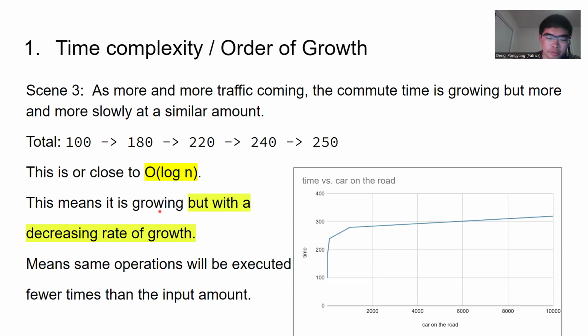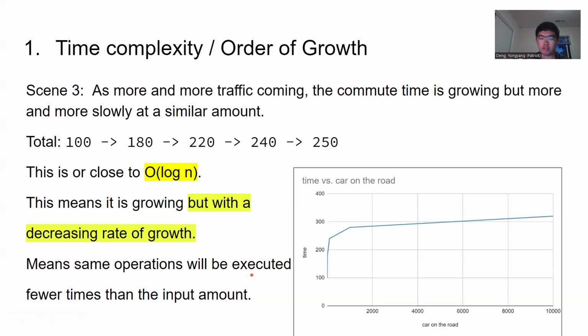So the growth rate is still greater than 1. It's still greater than 0, but it will be decreasing. So for linear growth, the rate of growth is fixed. It is increasing, it is greater than 0, and it is fixed. It will not be changed. And for this one, the rate of growth will be decreasing, but still greater than 1.